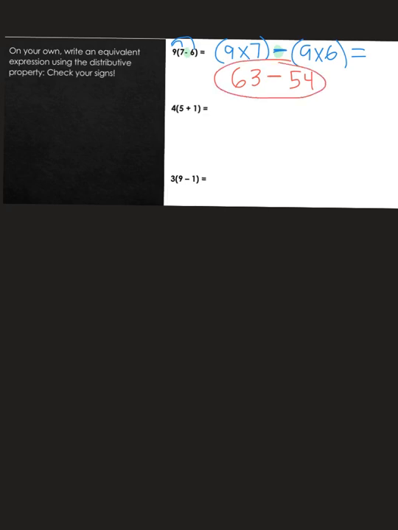Next one, we had 4, and then in parentheses 5 plus 1. So we distribute that 4 to the 5. So 4 times 5. It is a plus sign that we start with, so a plus sign in between our multiplication problems. Then we distribute that 4 to the 1, which gives us the problem 4 times 1. And now we can actually multiply. So 4 times 5 is 20. Bring down our plus sign, and then 4 times 1 is 4. And there's our answer.